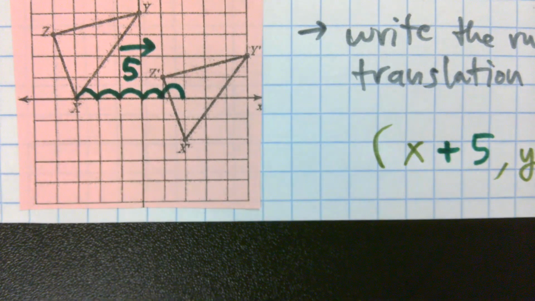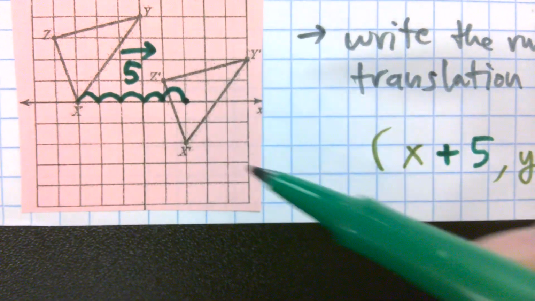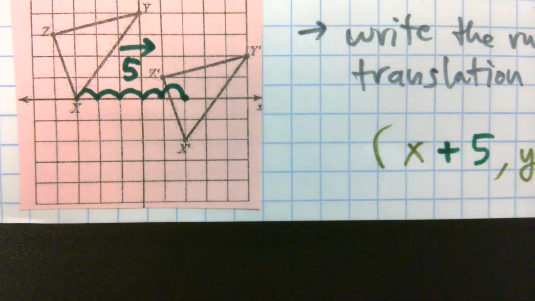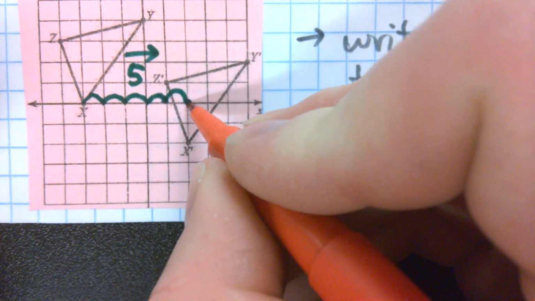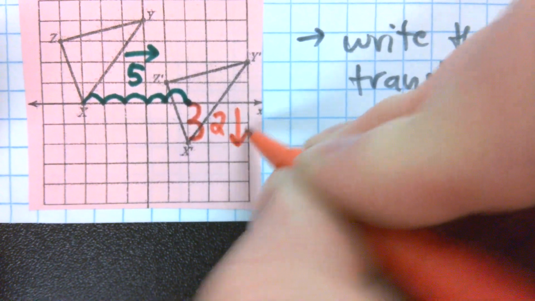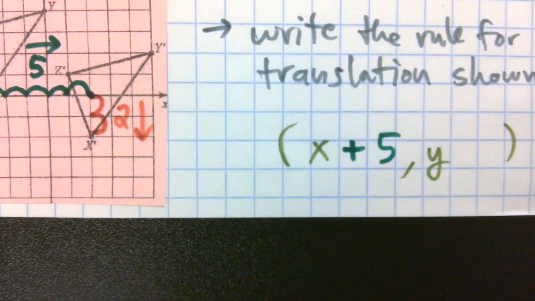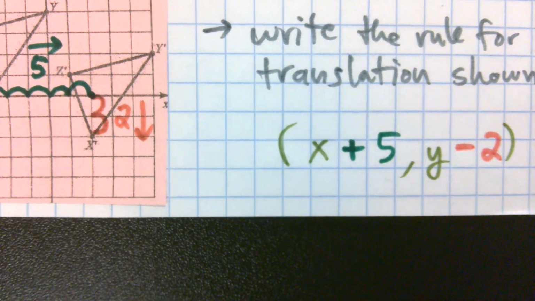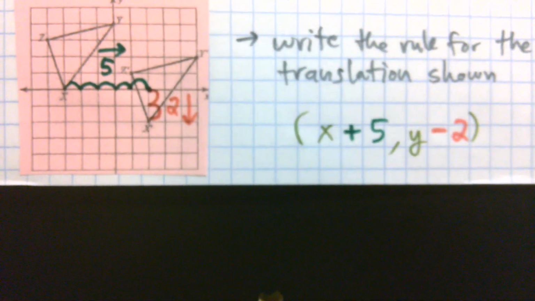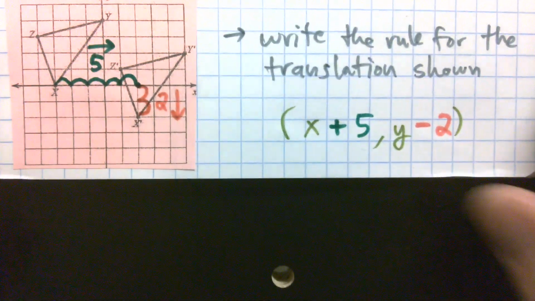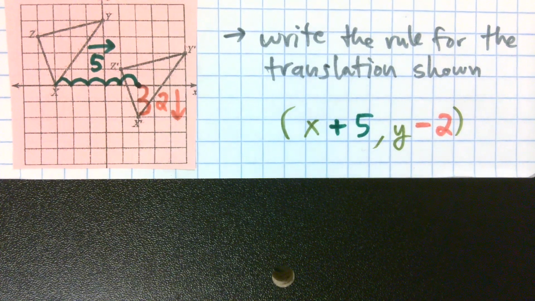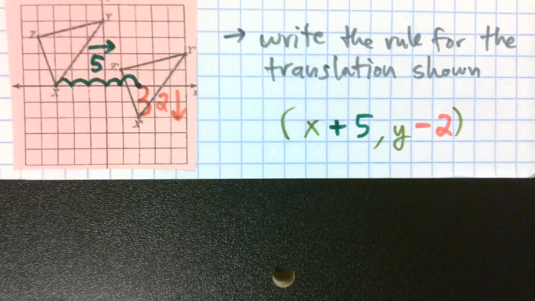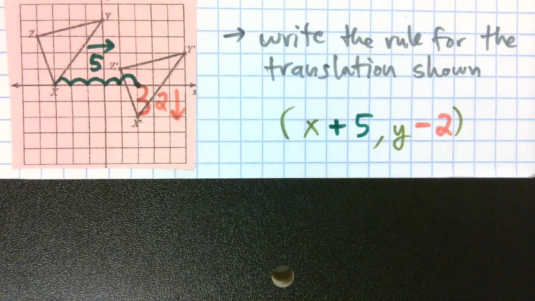Now from that point where I just ended up right here, if I want to get down to x prime, do I have to go up here or down? We got to go down. 1 space, 2 spaces down. What am I going to write after my y in the rule? Minus 2. That's all we're doing. It's writing the rule. X plus or minus something, comma, y plus or minus something. Doesn't seem too bad, right? No? Maybe?